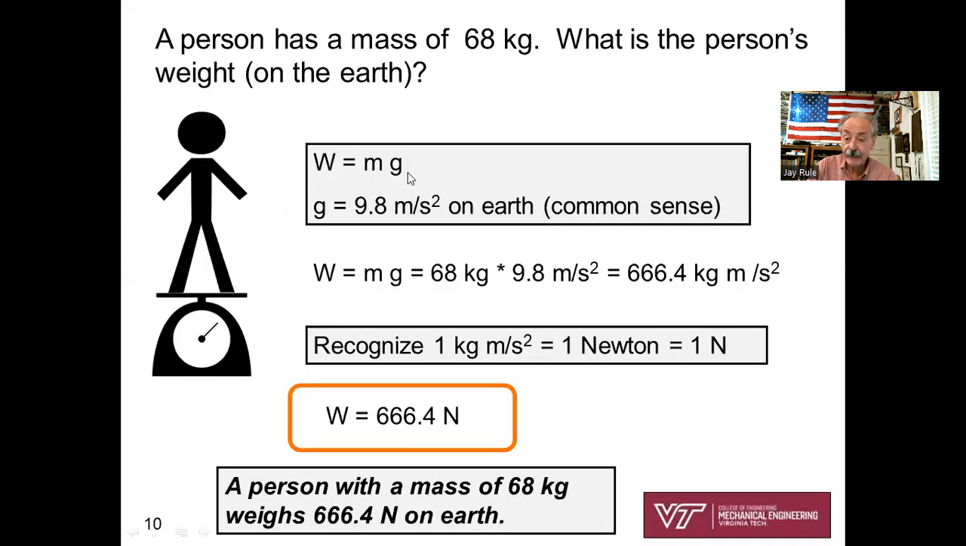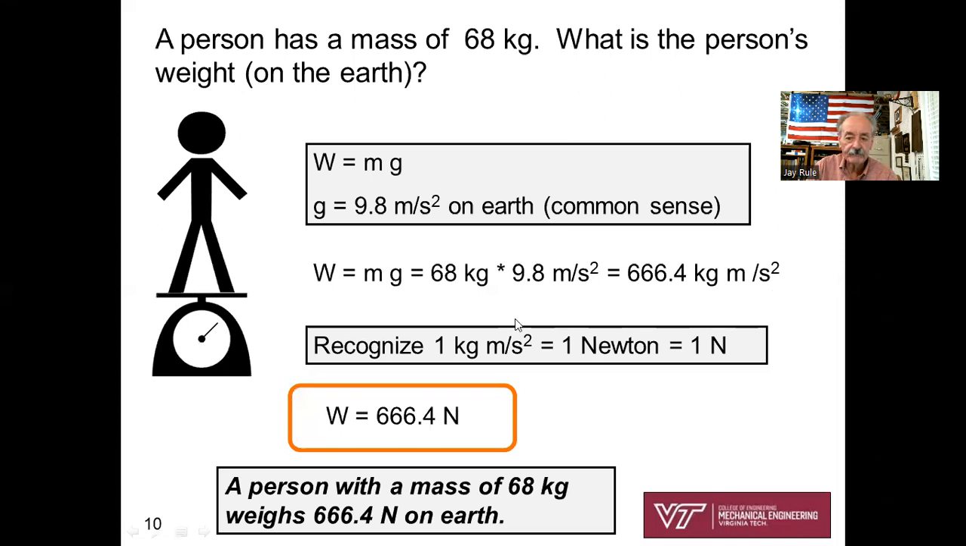W equals mg, right out of the book. g you should have committed to memory. g on the earth is 9.8 meters per second squared. I call that common sense. We were not given that number when we were students. We just had to know that. Okay, so here we go. W equals mg, 68 kilograms, 9.8 meters per second squared, 666.4 kilogram meters per second squared.